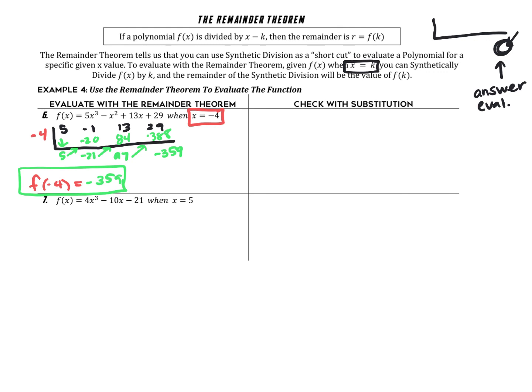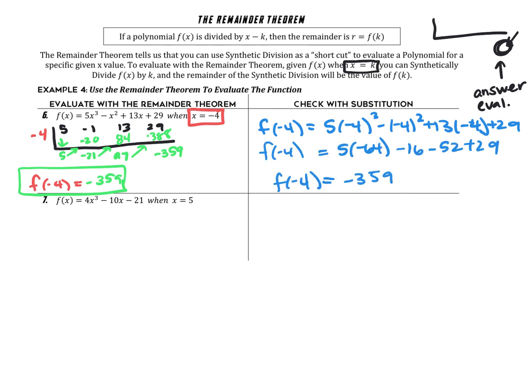Let's actually confirm that that works. I'm going to ask you to pause the video in just a minute and actually plug in negative 4 to each of these places over here where there was an x. This is how we would have done this problem before today. Then simplify and see what you get. And we do, in fact, get the same thing. So on number 7, pause the video and set it up. Then unpause the video and make sure you set it up correctly.